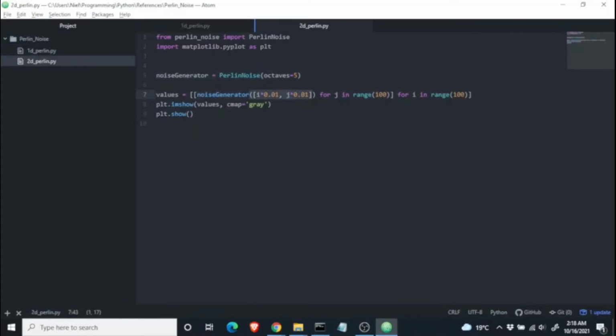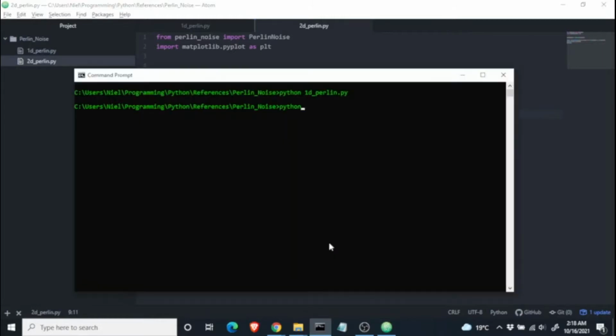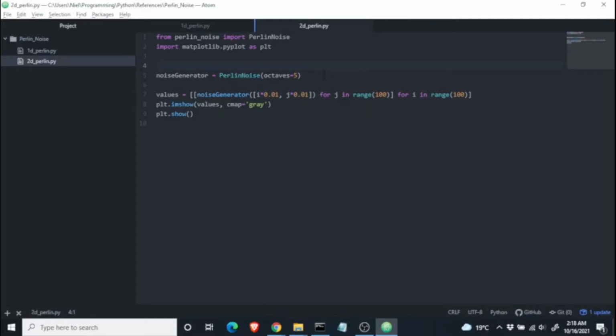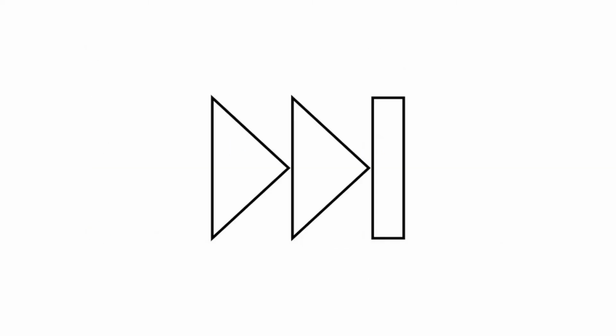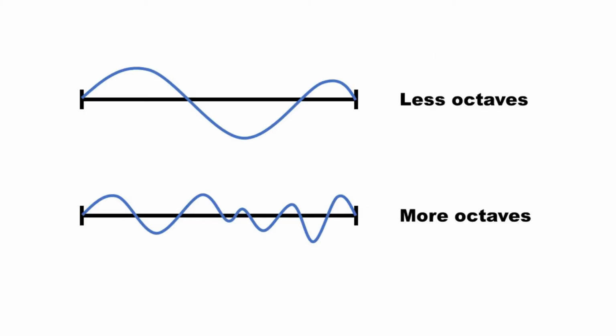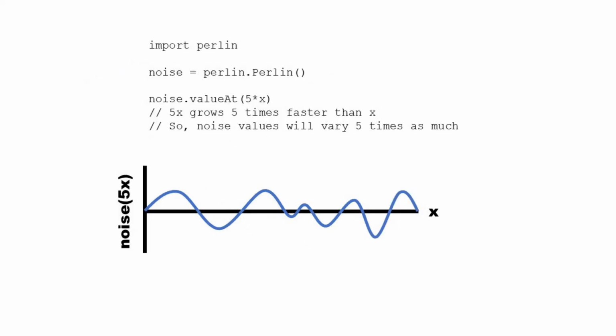I can even provide two coordinates in a list to generate 2D noise, which is something that my code cannot do. You might have noticed this octaves parameter in the constructor here. Basically, this specifies the number of gradient spaces between integers, with the default being 1. Those of you who skipped to this part of the video were probably confused by what I just said. So to put it simply, increasing the number of octaves will increase the frequency of the noise fluctuations. You could also do this manually by scaling the input point by some constant.